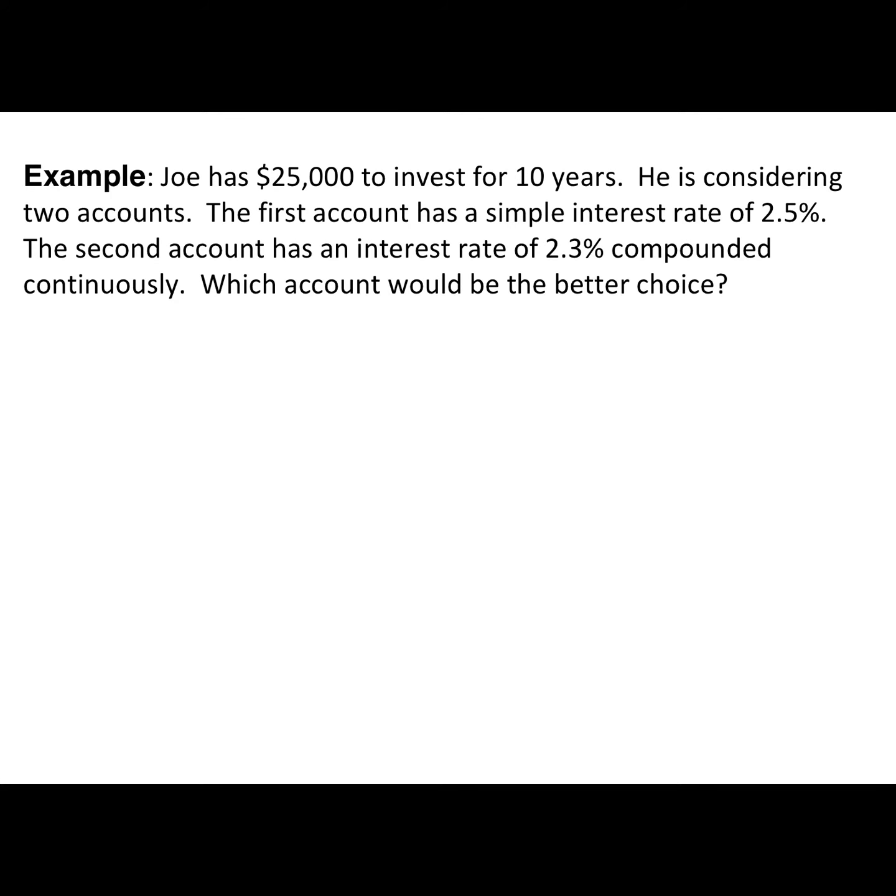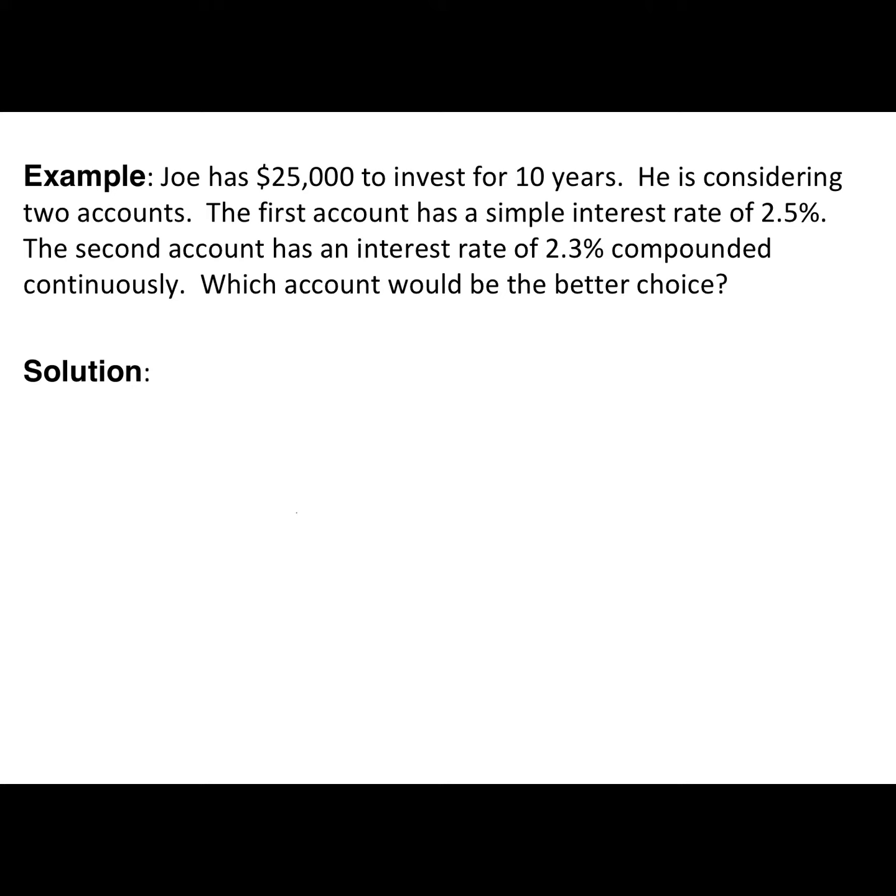All right, so let's just look at one example with this. Joe has $25,000 to invest for 10 years. He's considering two accounts. The first has a simple interest rate of 2.5%. The second has an interest rate of 2.3% compounded continuously. Which one would be the better choice? Now, you can't just look at the rates because the way that the interest is compounded could affect how much he'll have at the end. So we need to think about how much he'll have in both accounts after 10 years.